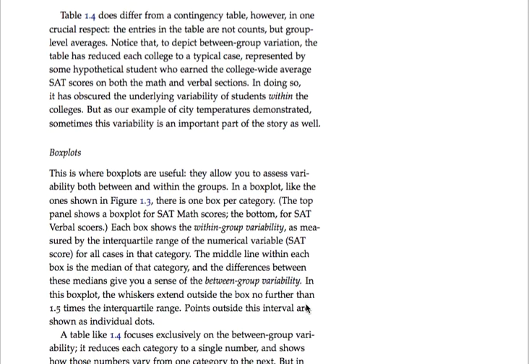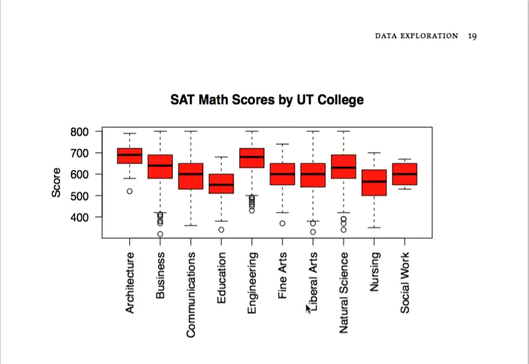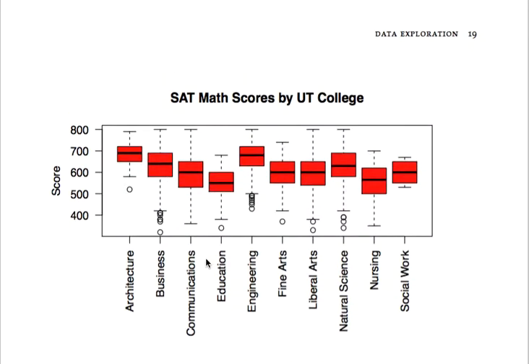They allow you to assess variability both between and within the groups. So let's take a look at this set of box plots right here. This is, again, the same data set, the same 10 undergraduate colleges, and here are SAT math scores. And this picture here is giving you both the between group variation, what's the difference between a typical member of architecture, a typical member of business or communications or education, and so forth. But it's also giving you a much clearer picture of the within group variation. Let's just take the architecture school as an example. There's a lot of dispersion even about this high center right here.